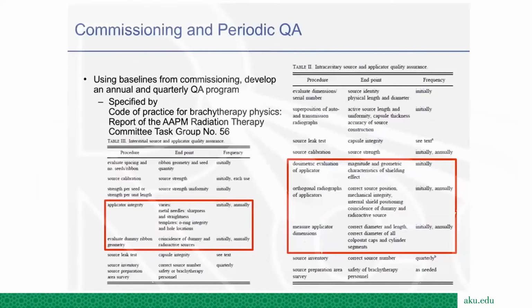After commissioning of the applicators, there is Task Group report 56, which talks about the different tests: about the applicators, calibration of the source, source strength, source inventory, source preparation, and so on. Out of this, there are 2 tests which are associated with the applicators. You can see in the red highlighted rectangle: applicator integrity, evaluate dummy ribbon geometry, dosimetric evaluation of applicators, orthogonal radiographs of applicators, major applicator dimensions, and so on and so forth. So there are tests which are associated with the applicators. We can go through this report, and with reference to this report, we can have our own QA program for the applicators.